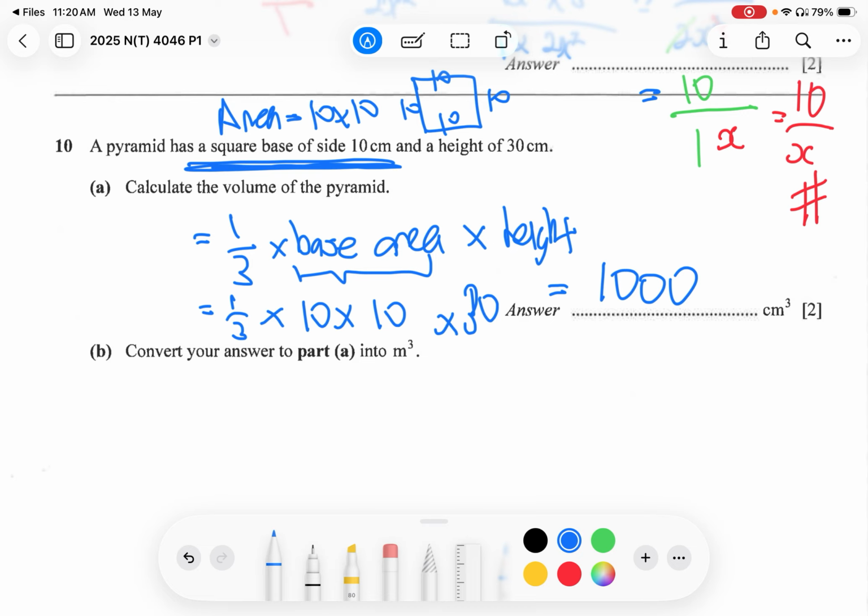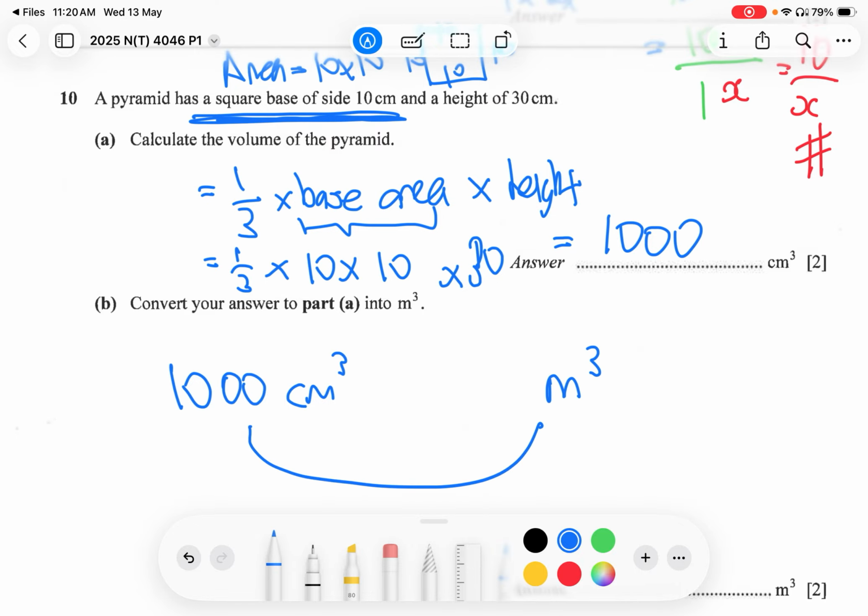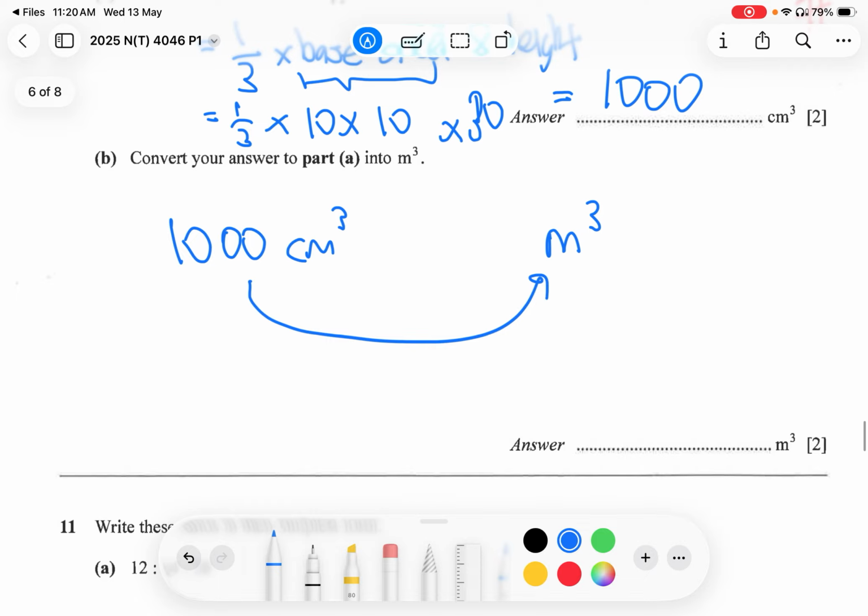Okay, for this, that's how you find using the formula. Find the area, convert your answer into meter cube. So 1000 cm cube into meter cube, right? You divide by 1, 2, 3, 60.